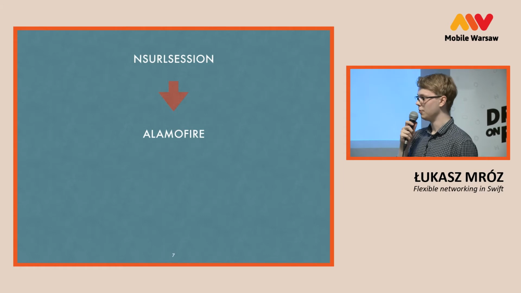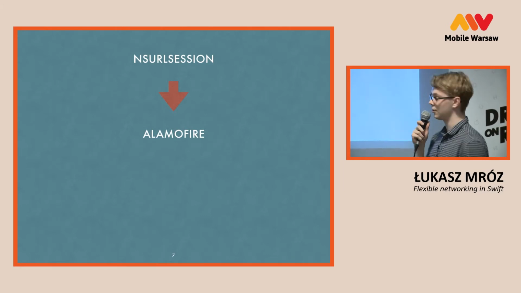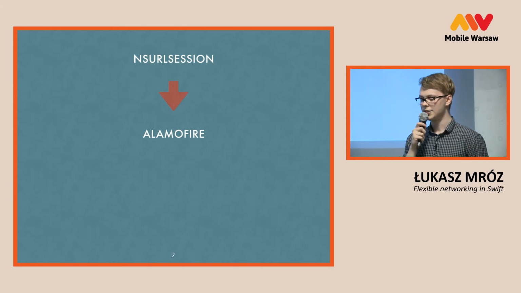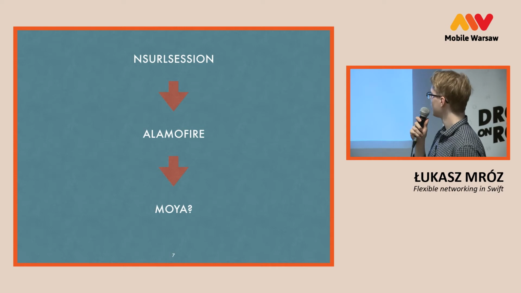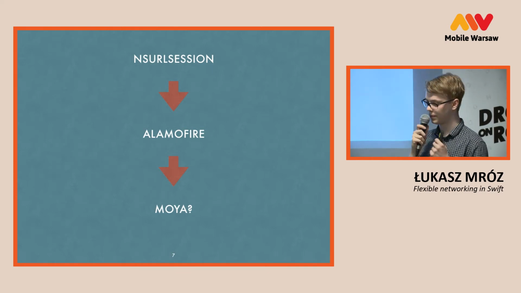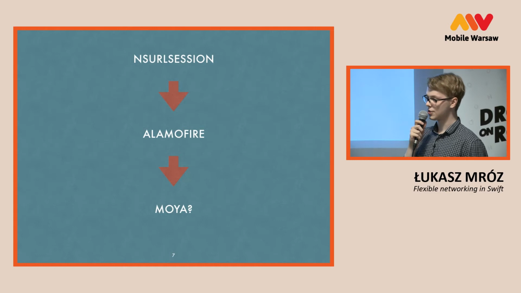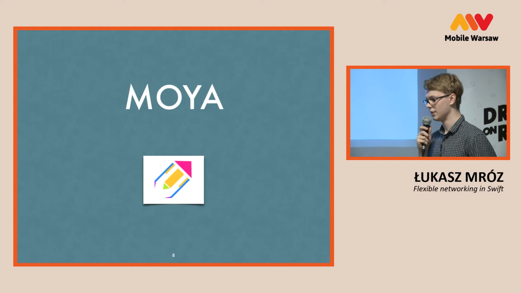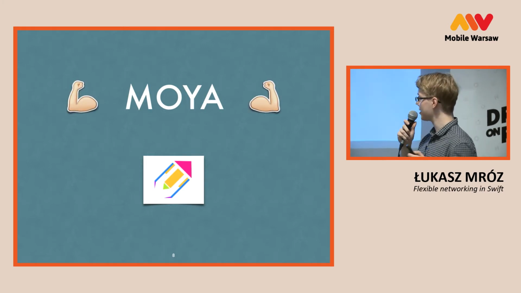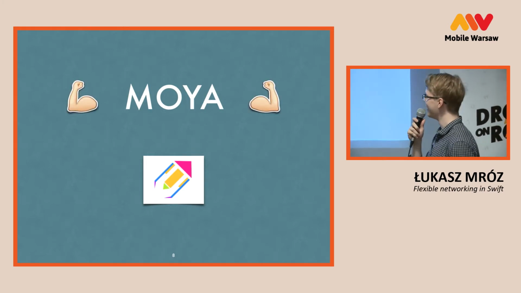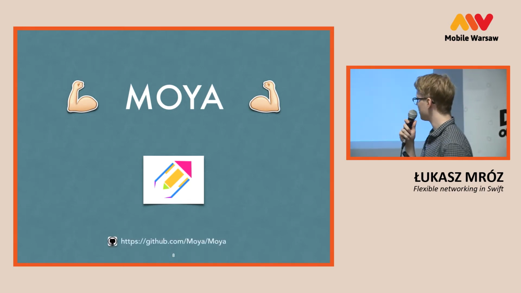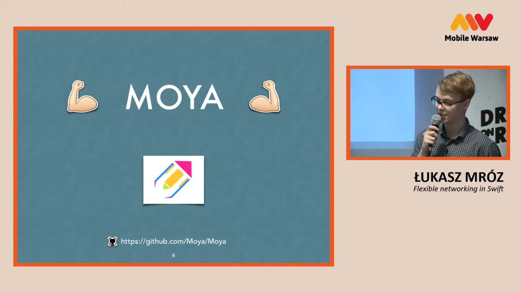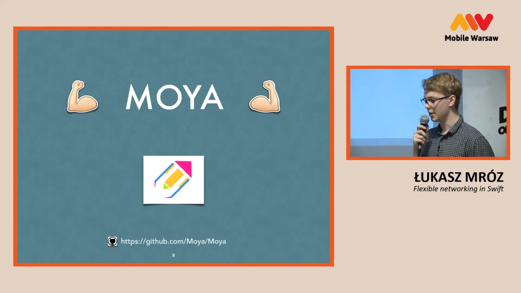And this was cool, but still lacking something. It was ported to Swift, but I didn't really feel like it was Swifty enough. So I found out that there is this cool framework called Moya, which is the real title of this presentation, because Moya is the one that will flex a bit more. If you don't know about Moya, you can find it on GitHub. It's open source, github.com/moya/moya. So yeah, let's start with Moya.